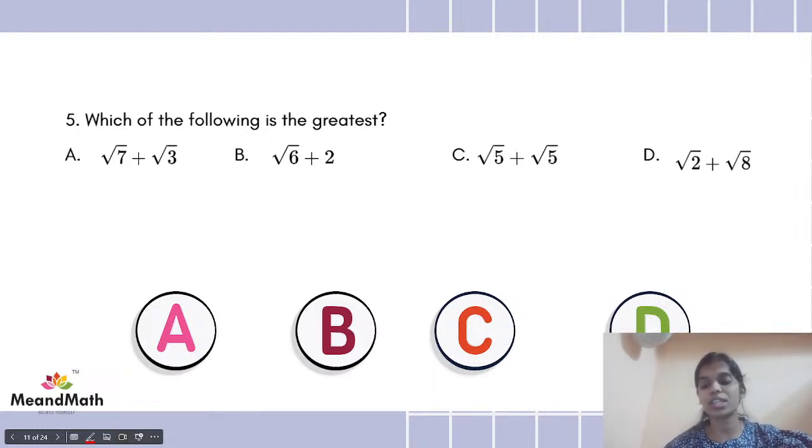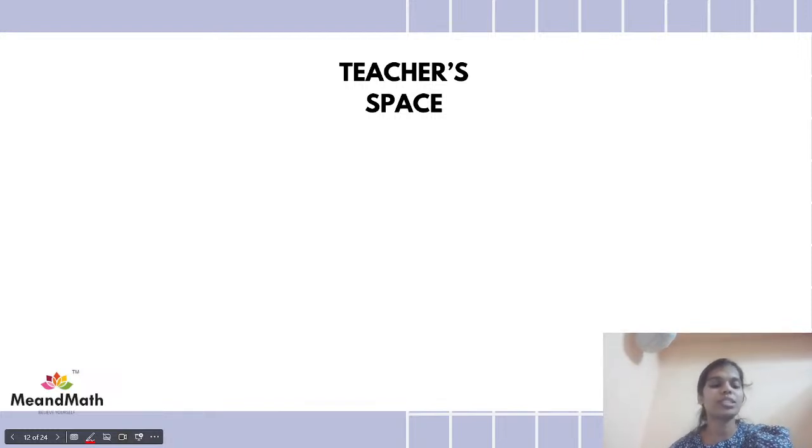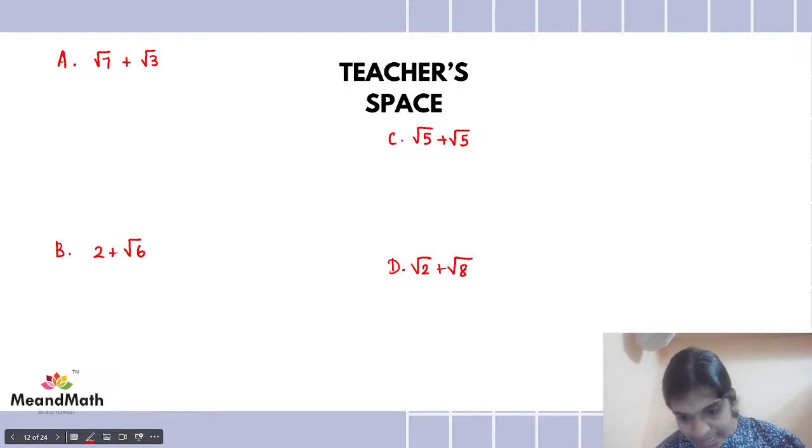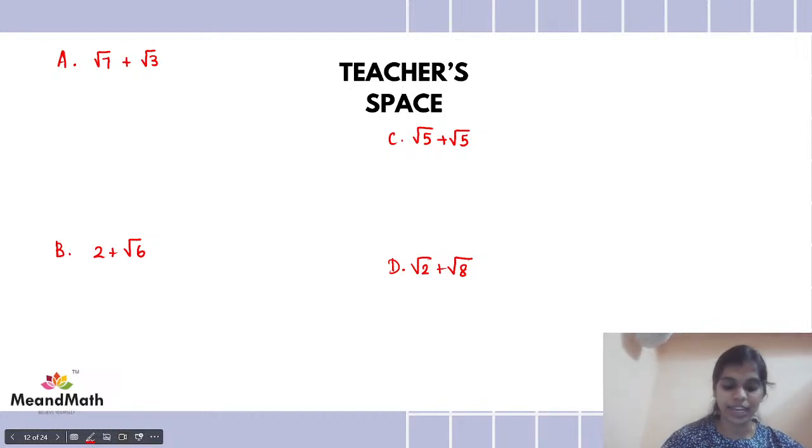Option A is root 7 plus root 3. Option B is 2 plus root 6. C, root 5 plus root 5. D, root 2 plus root 8. Answer A. Okay, so everyone is saying root 7 plus root 3 has the greatest value.